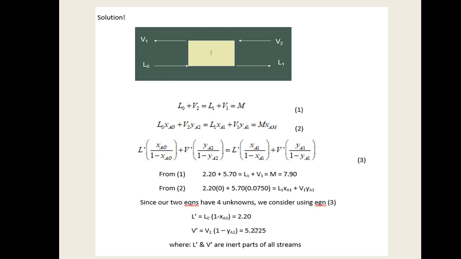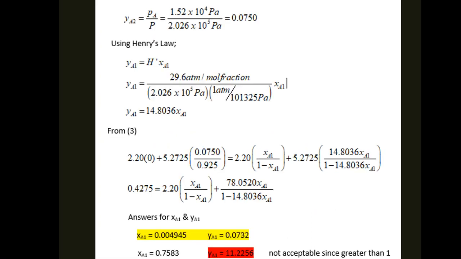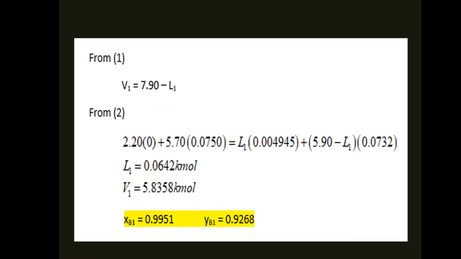Now, this is the solution to that problem. It's not similar to the one that was provided to you. Just go through this. This was written in a Word file, then saved in PDF, then snipped so that it will fit on the slide. So please read through this. This will simply use material balances, overall and component balance. Okay, that's it.